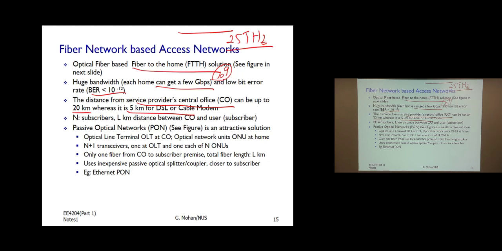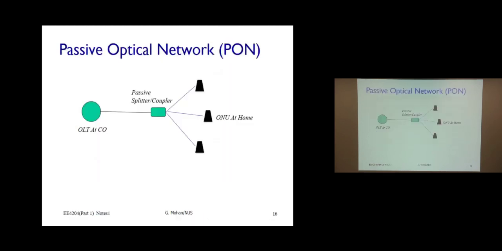Now let's say there are n subscribers like this. Let's say there are n homes, that means n subscribers, and let's say the distance from here is L kilometers. What's happening is a very simplified general structure of the optical fiber-based optical network, which we call PON, or passive optical network. We are not going into much detail on this, but you should just have a brief idea of it.